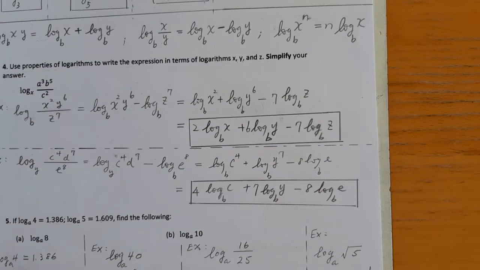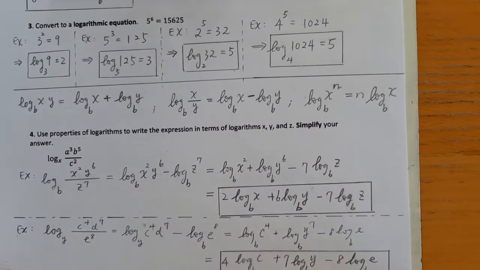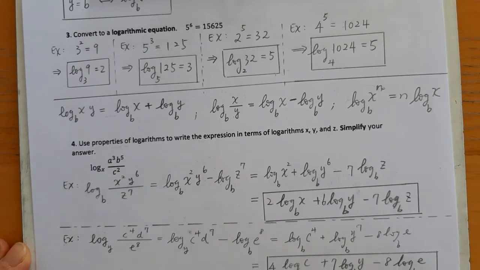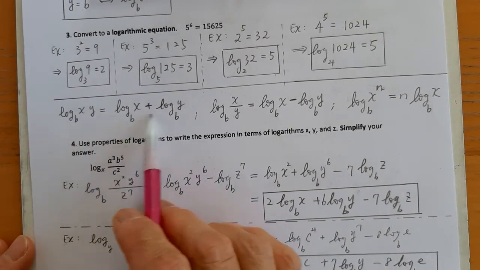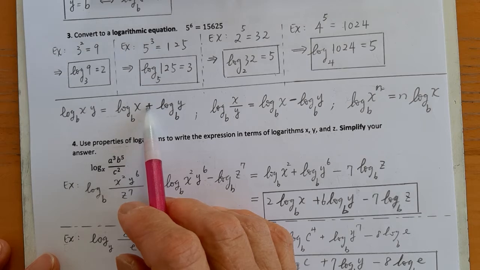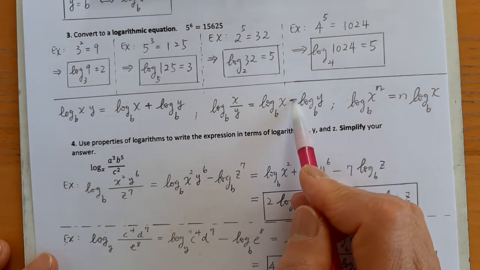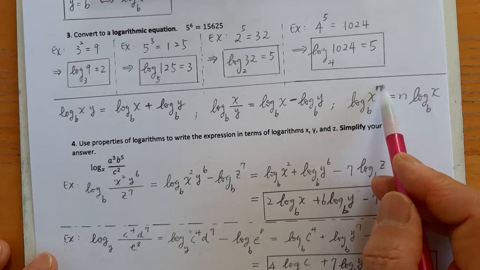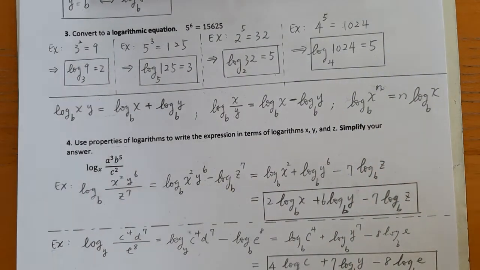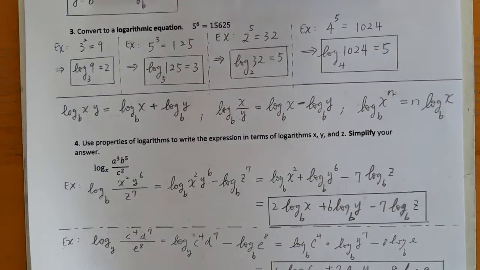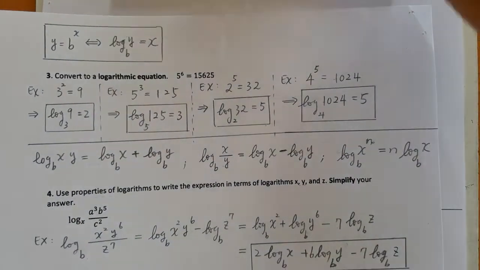So those are how we apply the rules. If multiplication, here addition. If quotient, divide, the quotient rule, you do subtraction. Then the power rule, the exponent comes down. Those are the applications of the three rules.